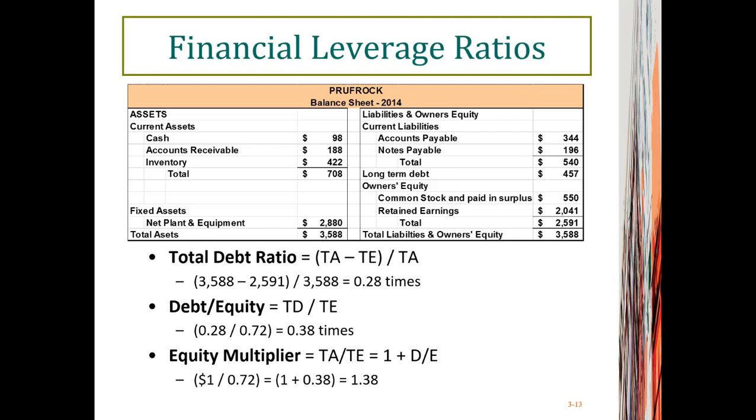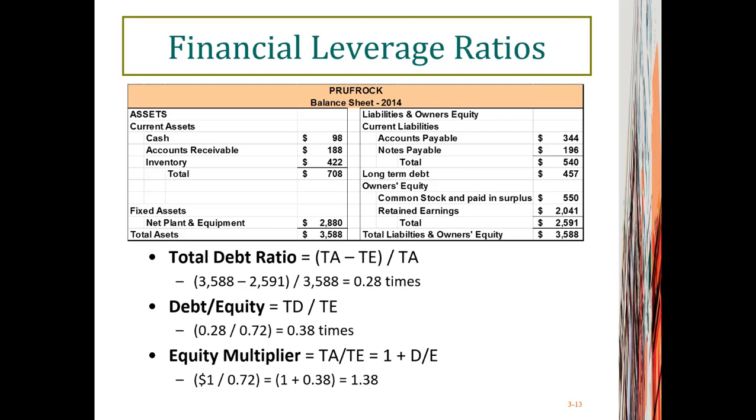Right? And debt to equity ratio is equal to total debt divided by total equity. And here the number is 0.38. So here you see, okay, for each dollar of equity that a shareholder has in this company, there's about 38 cents of debt coming along with it.